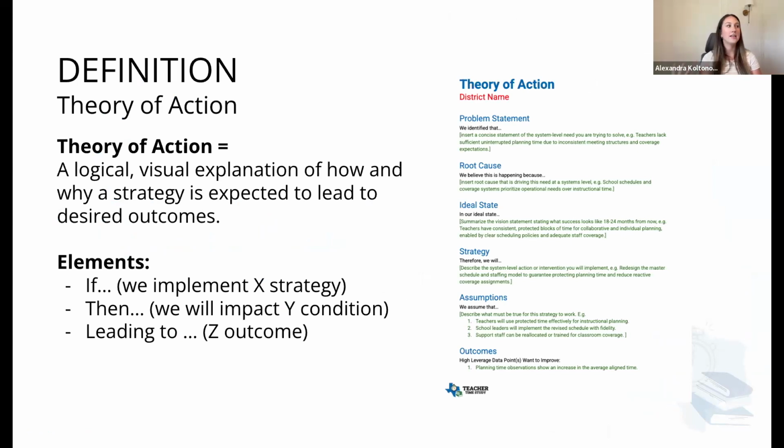So first, defining what is a theory of action. It's really just a logical visual explanation of how and why a strategy is expected to lead to the desired outcomes that you want to achieve. Think of it as a logical check of this is what we say we want to do, why we think we're going to get there, and it makes logical sense. So being able to work both forwards and backwards in tracing that. The different elements: there's the if. If we implement X strategy, then we'll see the impact on Y condition leading to Z outcome.